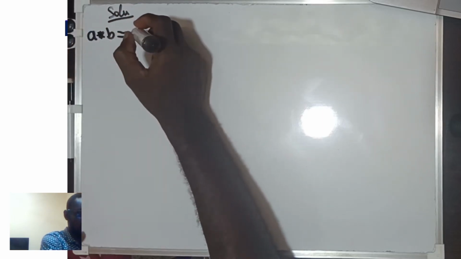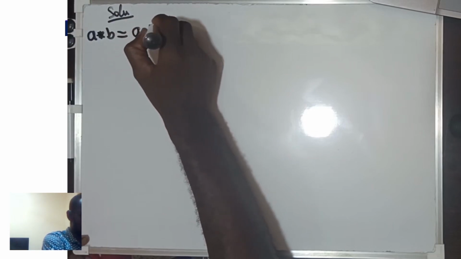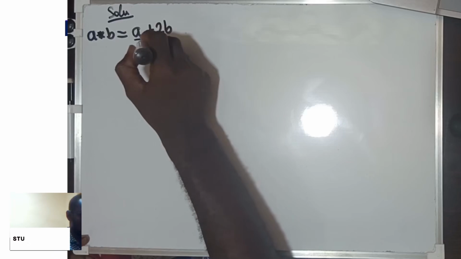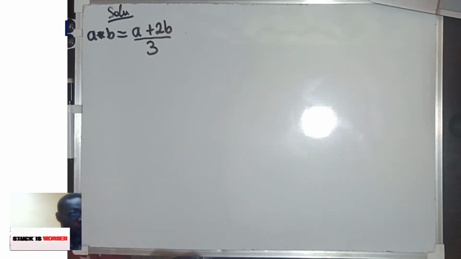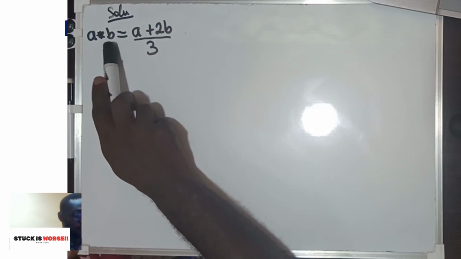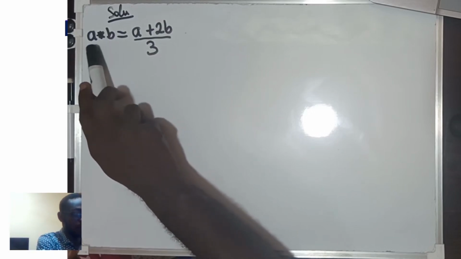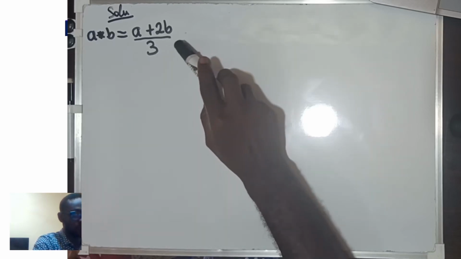We have a star b equals a plus 2b all over 3. So first we state our rule, the rule that has been given. It says that whenever we see a star b, we have to do this: a plus 2b, all divided by 3. So anytime we see star combining 2 elements, we have to do this.